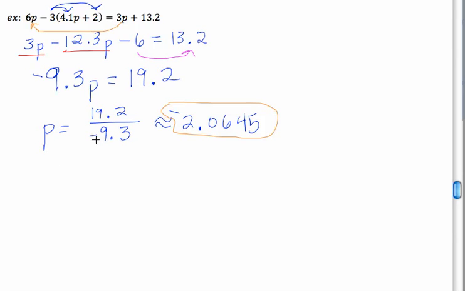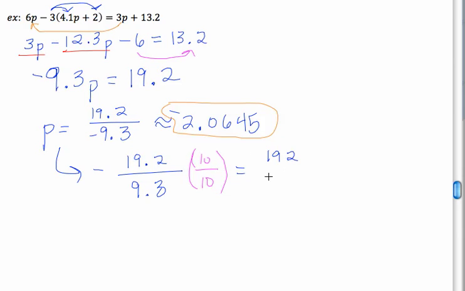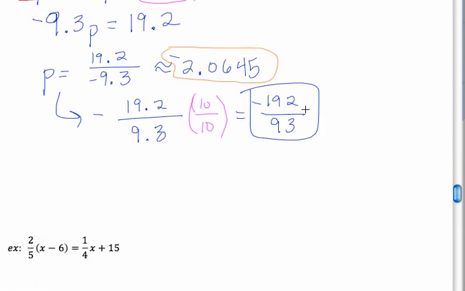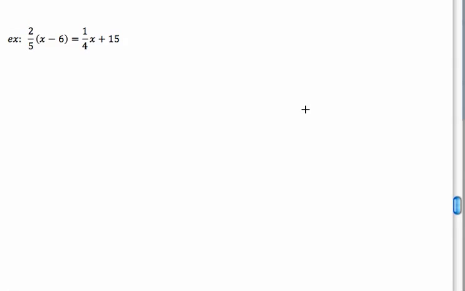If you wanted to keep it in exact form, here's how we could do it: we could multiply this fraction by a number that would make these decimals go away. 10 over 10 would work just fine, because 19.2 times 10 is 192, and same thing over here, 9.3 times 10 is 93. So that's the exact version. Here's the rounded version.